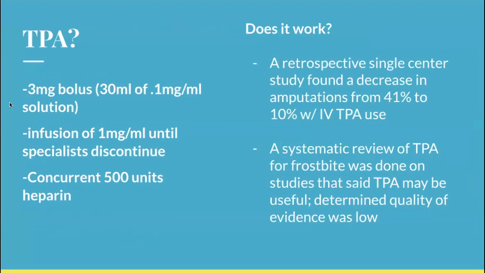The dosing is typically a 3 mg bolus followed by an infusion of 1 mg until specialists like your vascular surgeons or burn specialists say to discontinue, and it's concurrent with heparin.